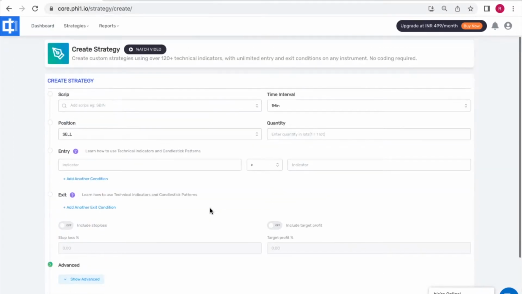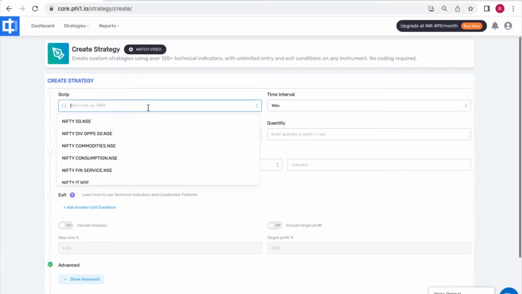What you see here is a template based indicator. You may already know that you can play around with 120 plus indicators here. There is no limit on any entry and exit conditions, and you don't even need to know how to code. We'll start by adding some scripts here.